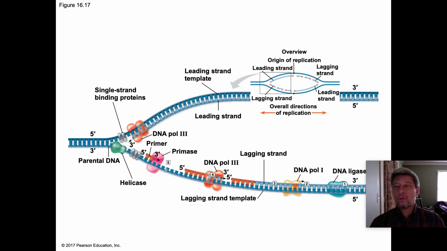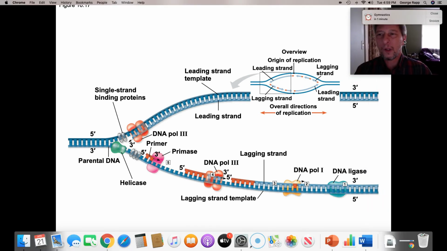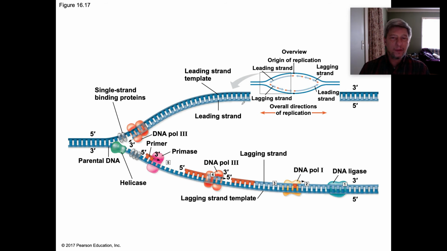So to put it all together, on the top here, you can see the leading strand, and this is being put together in one smooth motion, following along behind the helicase. The DNA polymerase is just adding nucleotides as we go. On the other hand, we start with an RNA primase on the lagging strand. Then the DNA polymerase comes in and attaches to the primer. Then another DNA polymerase comes in and replaces the RNA nucleotides with DNA nucleotides.